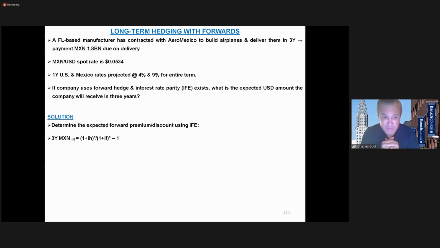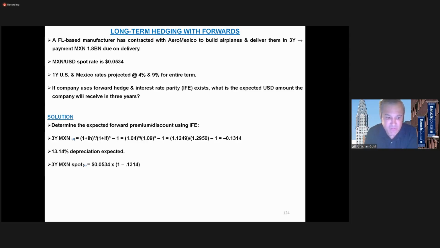We have to remember, though, we have to take it to the third power because it's over 3 years. The interest rates are annual, okay? And so we expect the 3 year Mexican peso to be as follows, given the formula. We just plug in the 4 and 9%. We calculate it through, and what do we see? The expectation is that there's an expected 13.14% depreciation of the peso in 3 years based upon the international Fisher effect. And so then we say, well, 13.14% off of the current spot of 5.34 cents gives us an expected spot rate in 3 years of 0.0464.